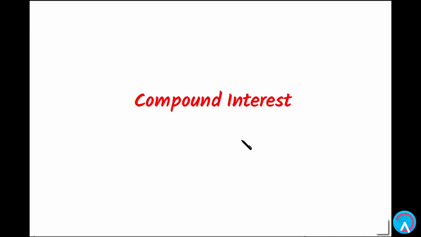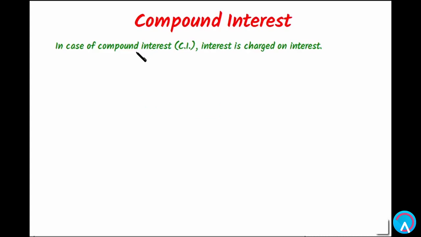Some questions based on compound interest. In case of compound interest, the interest is charged on interest. Questions based on compound interest can be calculated using the formula A is equal to P, where A is the amount and P is the principal, times (1 plus R by 100), where R is the rate, raised to power T, where T is the time period.